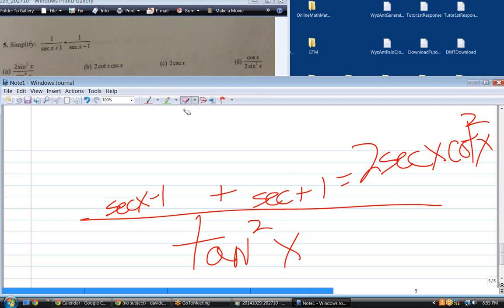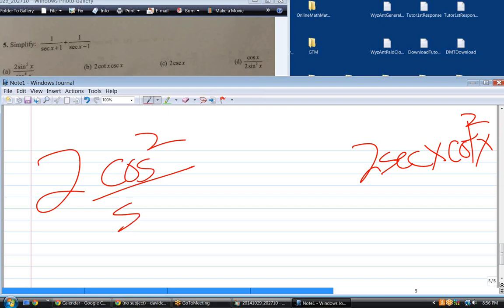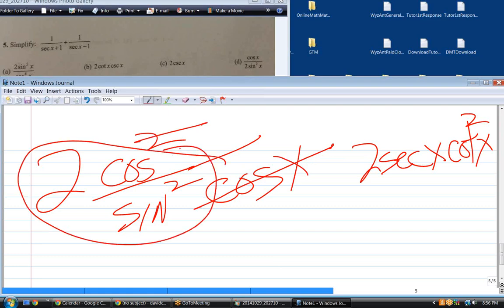Hold on, we're not done yet. I still think it's B. Cotangent x is cosine squared over sine squared times 2 times, what else is going to be in the bottom? Cosine. Secant x is 1 over cosine x. Now I can cancel that with that, D.